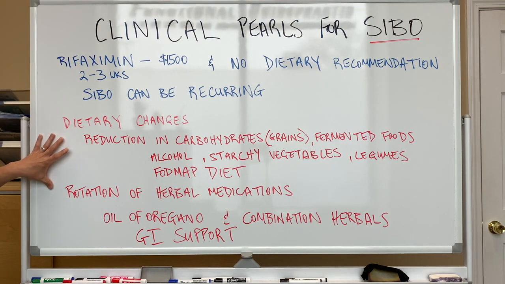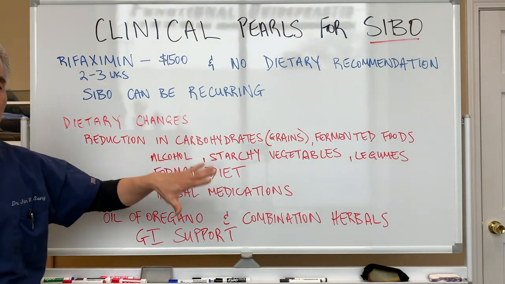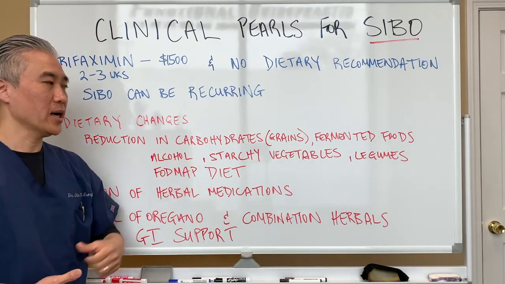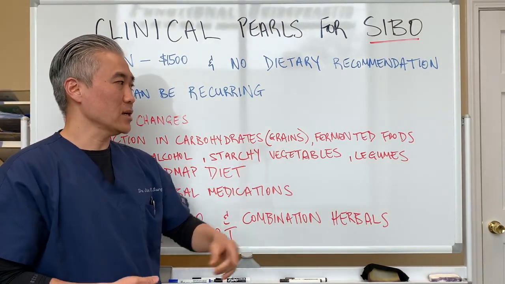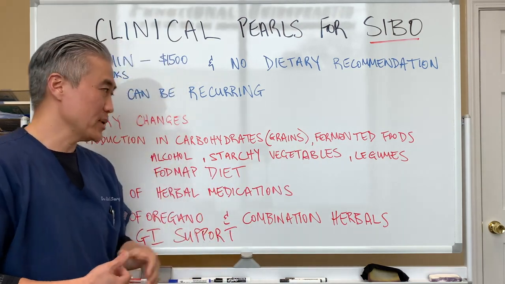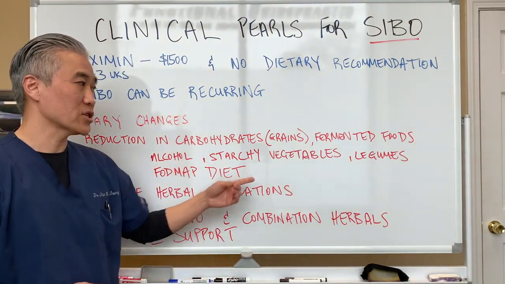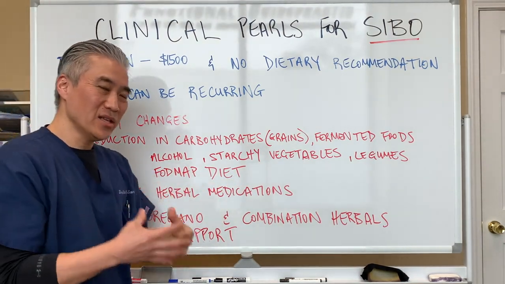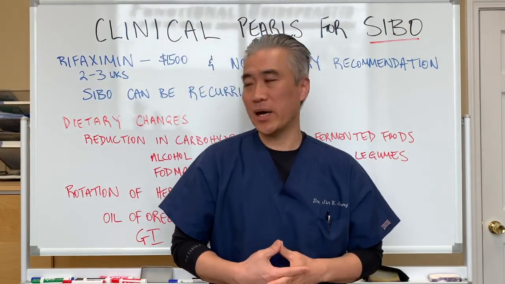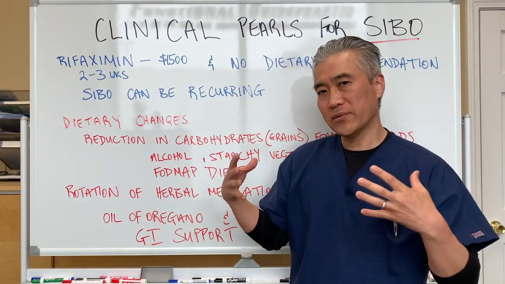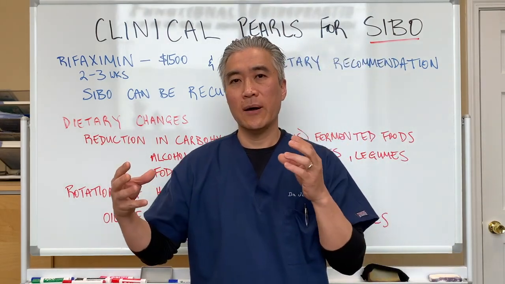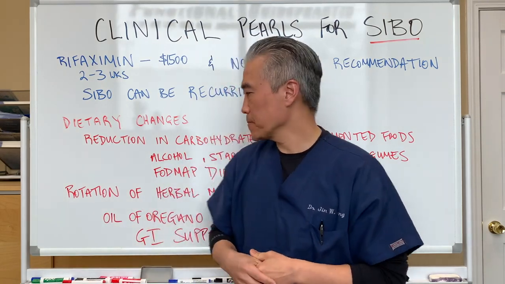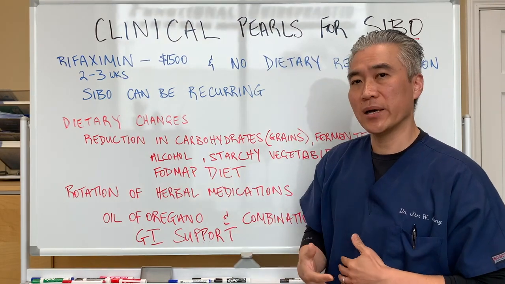In the nutrition model, what we like to do is change the dietary habits, right? An anti-inflammatory type of diet, a reduction in carbohydrates, typically all grains, fermented foods sometimes being problematic, alcohol, starchy veggies, legumes. We typically will recommend a FODMAP diet in the initial phases. A FODMAP diet is very specific, and it reduces the food items that cause bloating in a lot of SIBO patients. So you can go ahead and Google FODMAP diet.